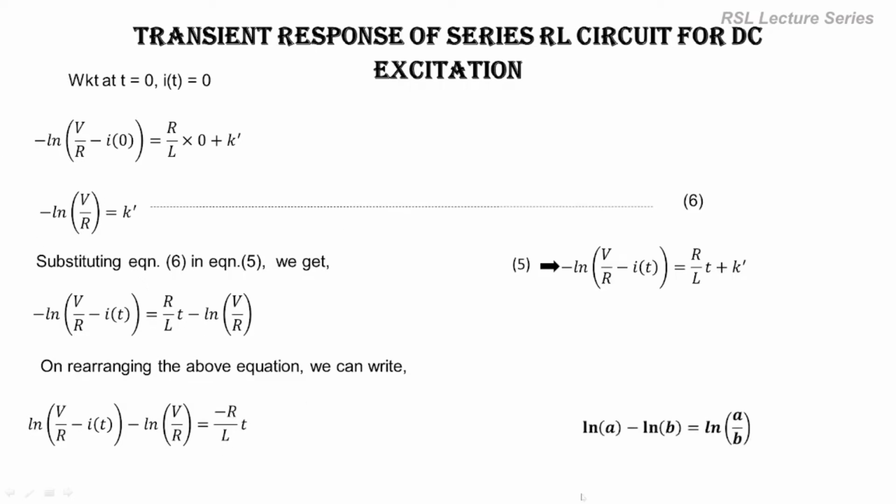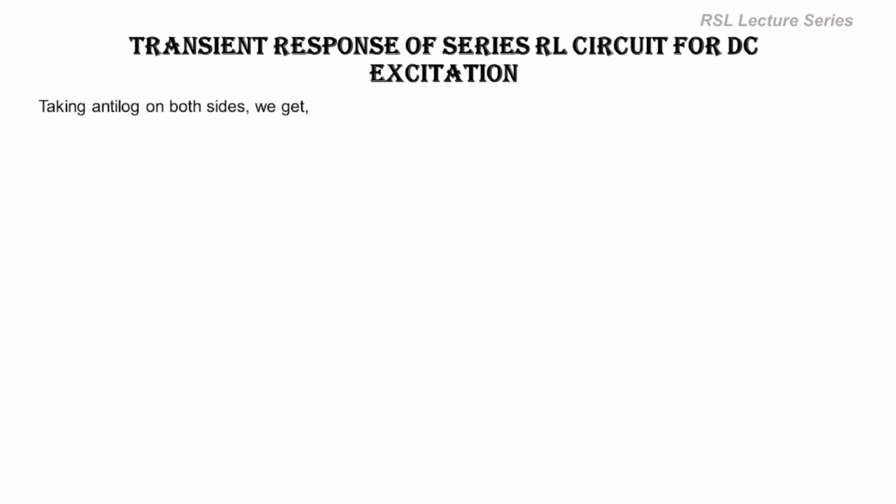We already know the formula: ln a minus ln b can be written as ln a by b. This is in the form ln a minus ln b, so it can be written as ln of V by R minus i(t) divided by V by R is equal to minus R by L into t. Now we take the anti-log on both sides. The log term gets cancelled, and we get e power minus R by L into t. So this equation can again be written as V by R minus i(t) is equal to V by R into e power minus R by L into t.